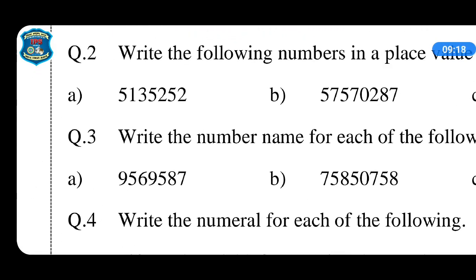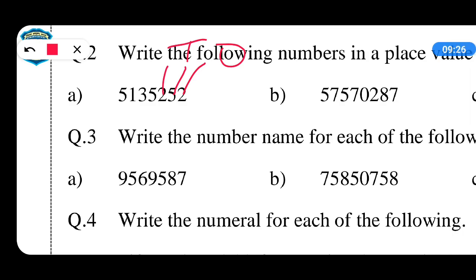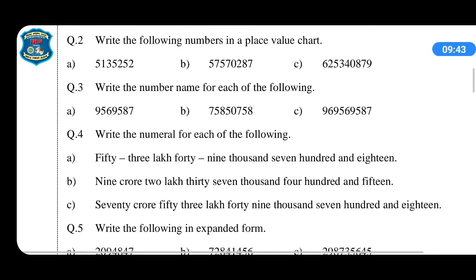Then put these numbers. This is on ones place, then 5 is on tens place, and 2 is on 100 place, then 1000, 10,000, lakh, 10 lakh, right? So you have to make a table of place value chart, then put these numbers in that table. Got it? Now let us see the third question.